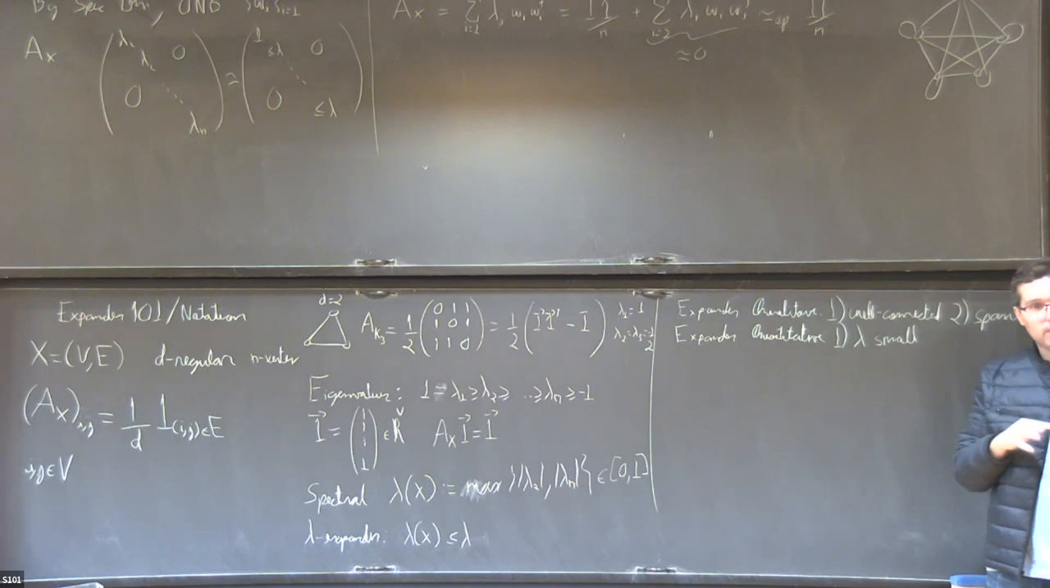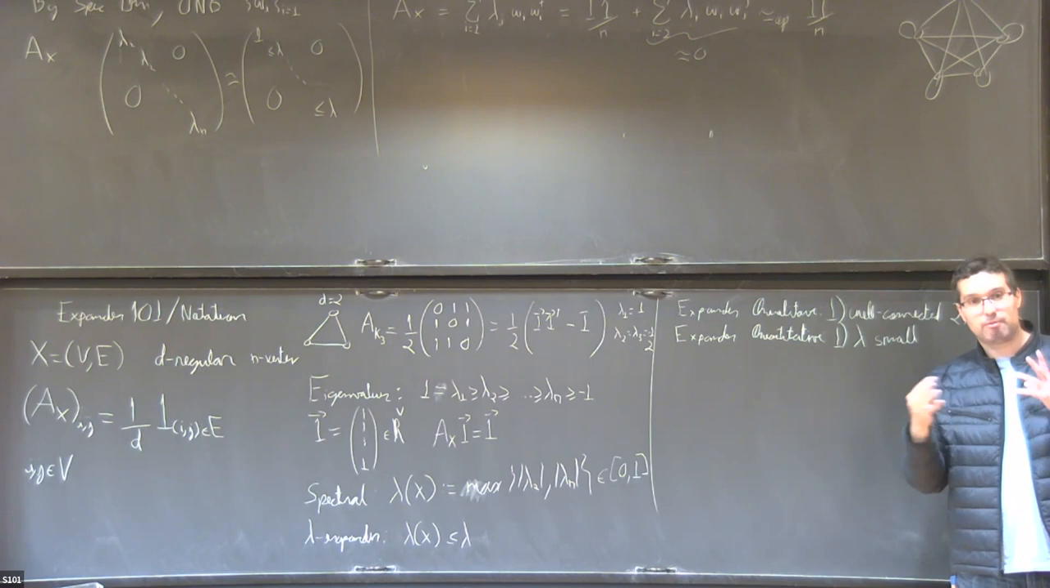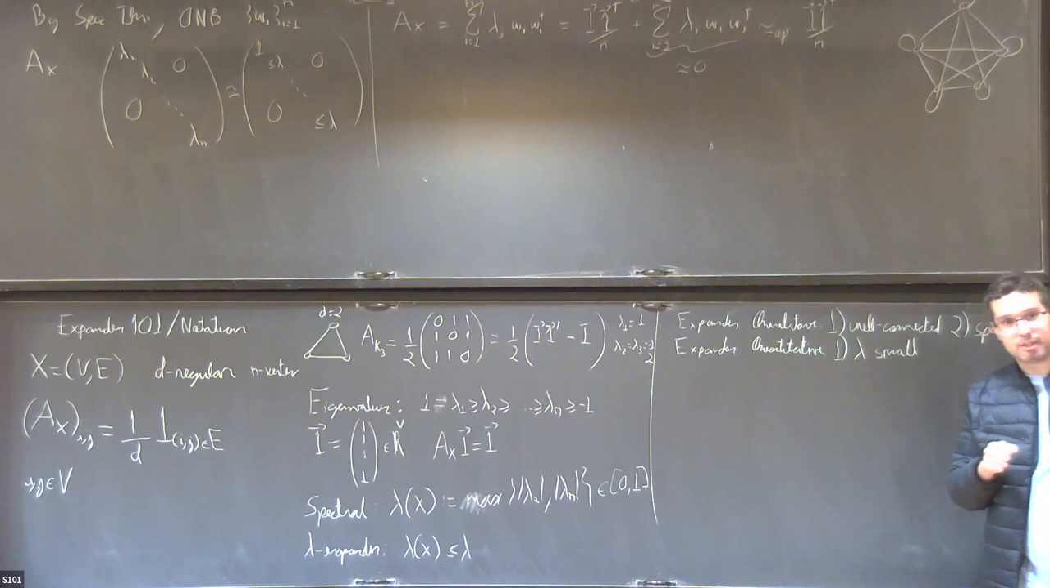You want the graph to be quite well connected, but at the same time, it would be trivial to take a complete graph, right? You would be spending a lot of edges, it would be very dense. So you would like to have a graph that exhibits some properties of being well connected, but at the same time being quite sparse. So that's kind of the magic that expanders can do.